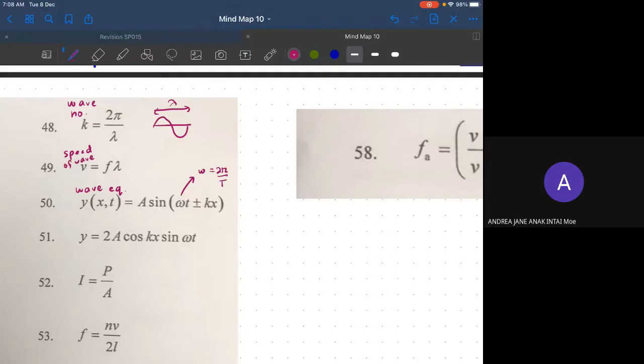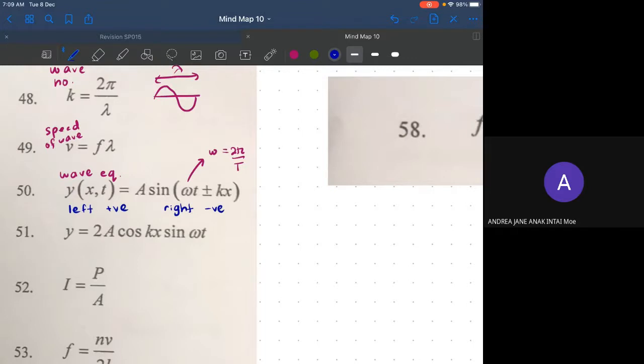Okay, and then macam mana kita nak tahu dia positif ke negatif? Kalau dia bergerak ke left, it will be positive. Kalau dia bergerak to the right, it will be negative, okay? Itu sajalah dia akan cakap lah. Wave propagates to the left or wave propagates to the right.